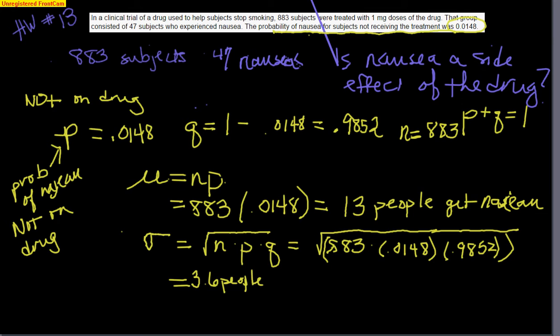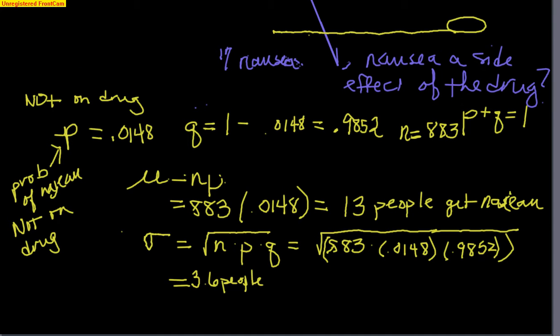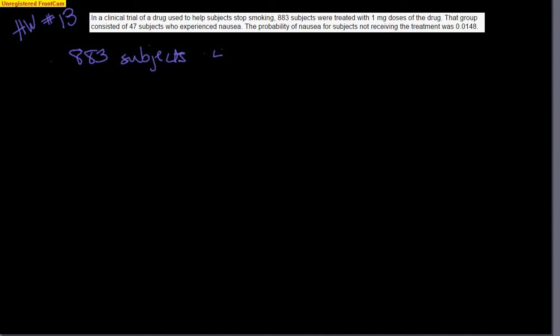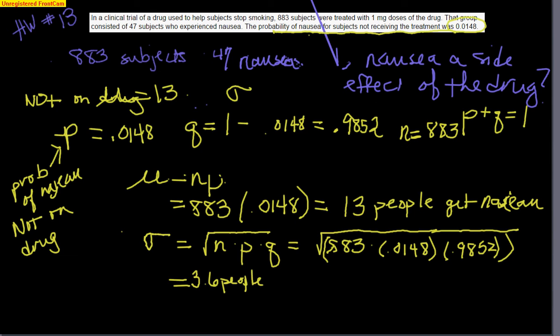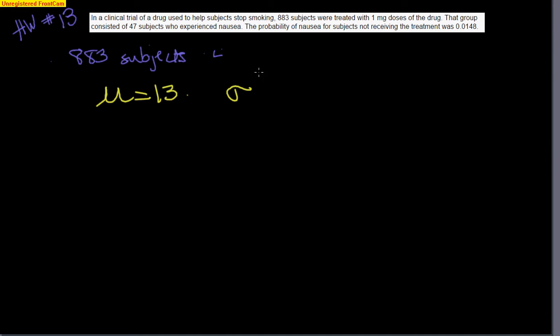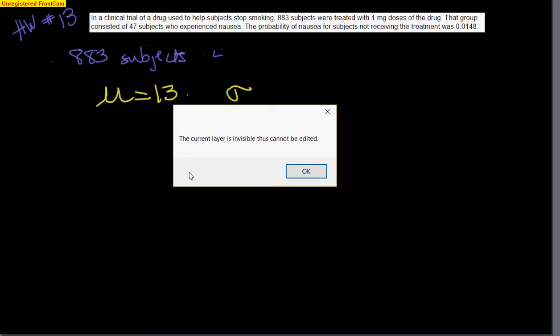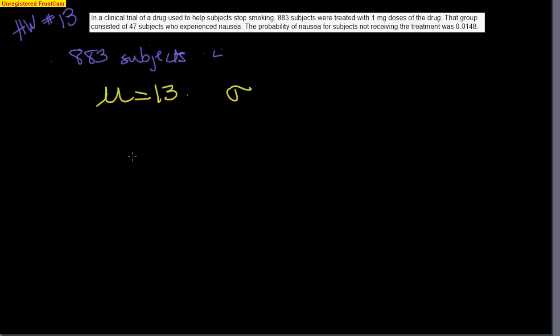Okay, so what I'm going to do here, because we're kind of running out of room, is add another layer and actually move to the next screen. Let's clear this layer. And let's just jot down our mean was 13. And our standard deviation was, what was that again? 3.6. 3.6 people. Okay, equals 3.6.